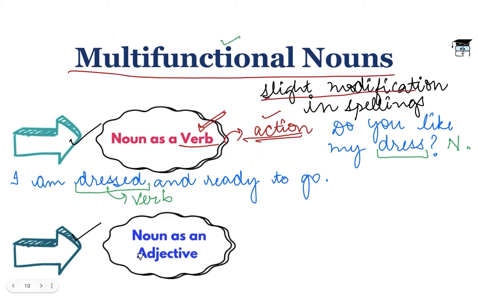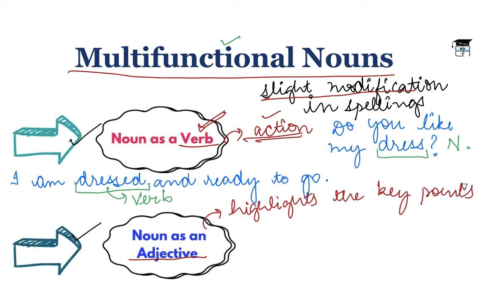Similarly, a noun can also act like an adjective. What does an adjective do? An adjective highlights the key points of a noun. So, whenever a description is provided before or after a noun, almost every time that description is an adjective. And an adjective can also be produced by changing the spellings of the noun slightly. Now let us clear this with the help of an example.